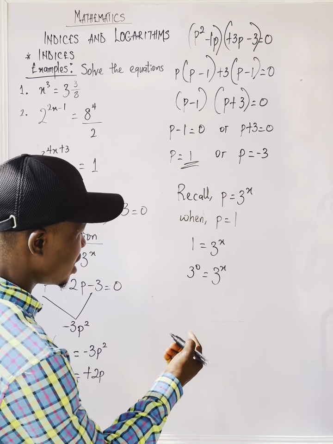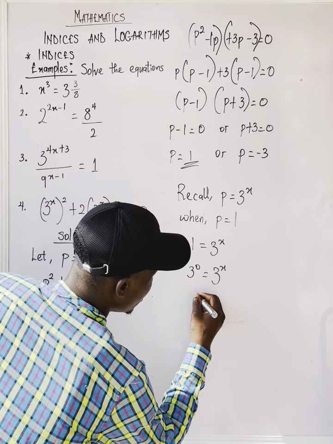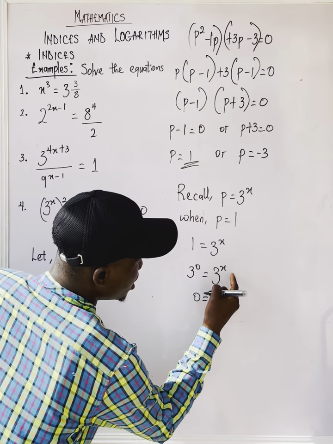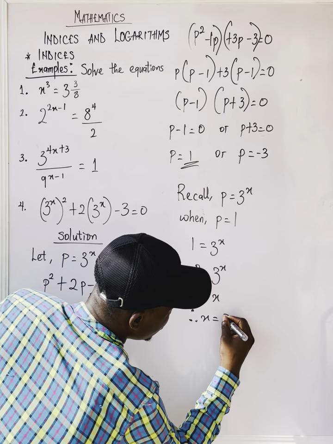You understand? So since now they have the same base, what do we do? So that 0 is equals to what? X. You just take their power. 0 is equals to x. Therefore, x is equals to 0.